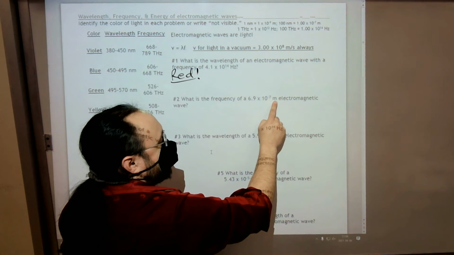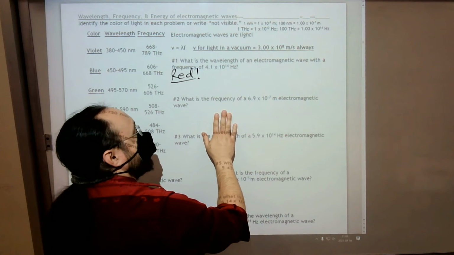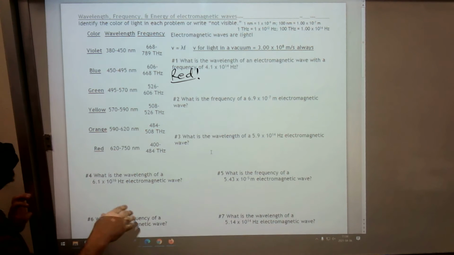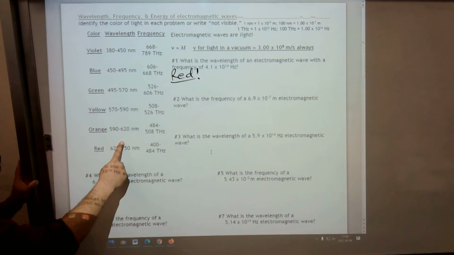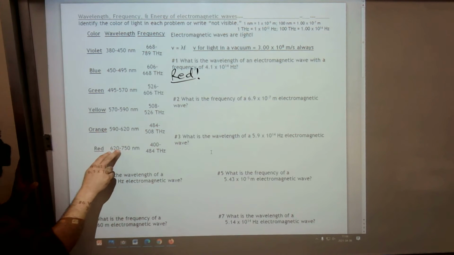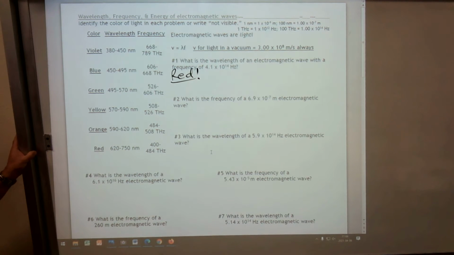6.9 times 10 to the negative 7 meters would be 690 nanometers. So if I go look for 690, 590, 620. There, it's in there again. It's red again. What is this? Is everything red? Not everything is red. The first two are red, but others have different colors.